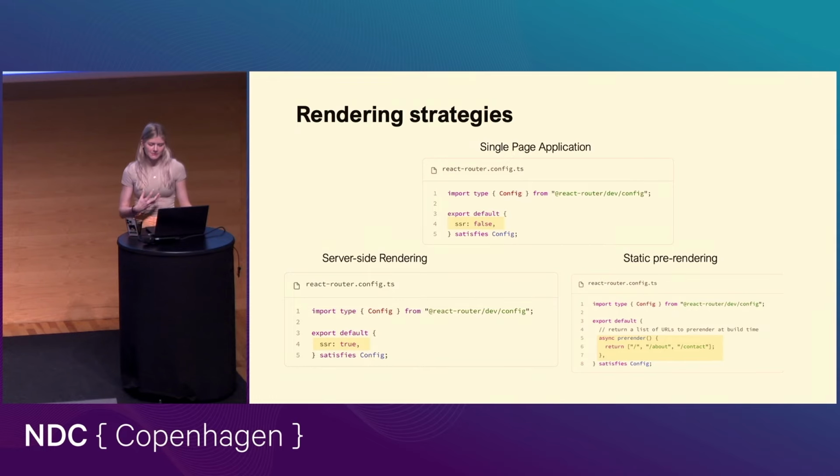And this is just enabling developers to manipulate the browser history stack without making a document request to the server. Then we have server-side rendering, which requires a deployment that supports it, and you enable that with ssr: true. And then pre-rendering is a build time operation that generates static HTML for a list of URLs. This is useful for SEO and performance, and especially for deployments without server rendering.